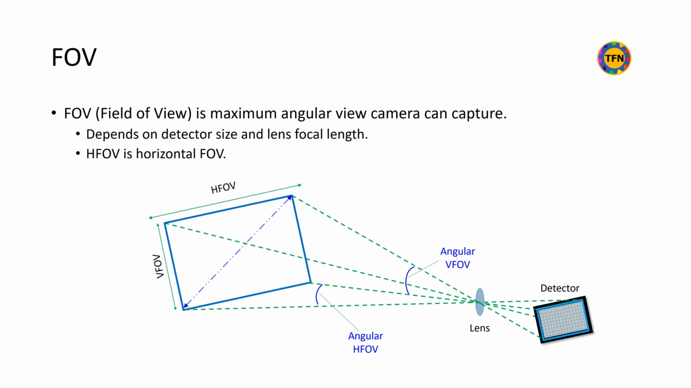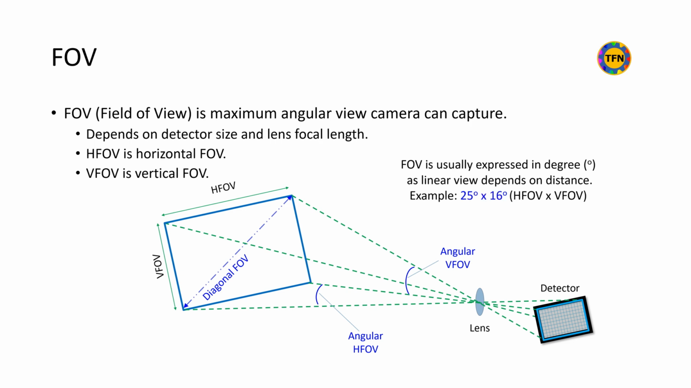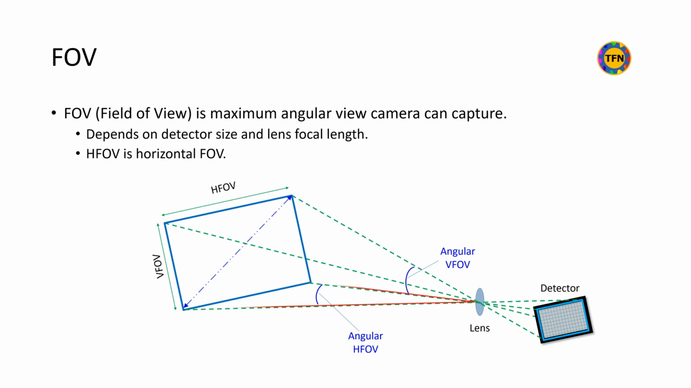FOV or field of view is the maximum angular view the camera can capture. It depends on the size of the detector and focal length of the lens. It is usually expressed in angular degrees as linear view depends on distance. FOV of a camera can be changed if the lens is changeable. Horizontal FOV is denoted by HFOV and vertical FOV is denoted by VFOV.